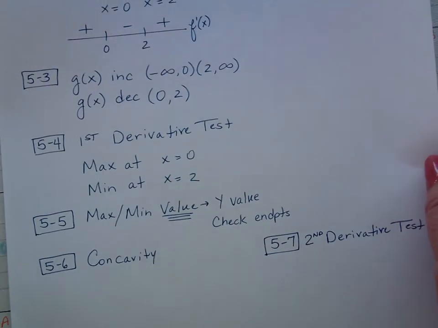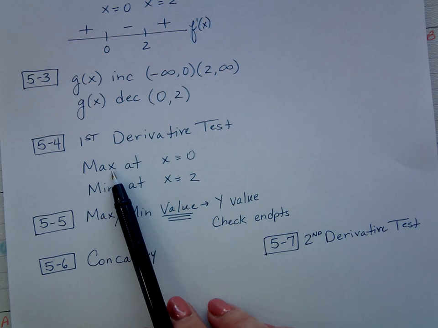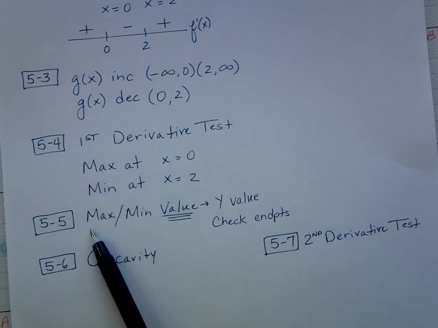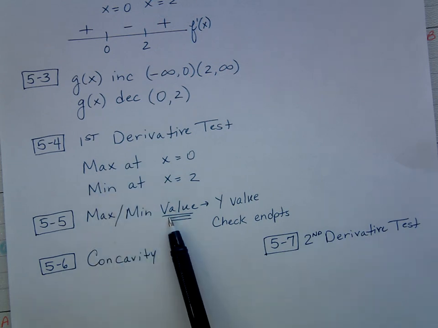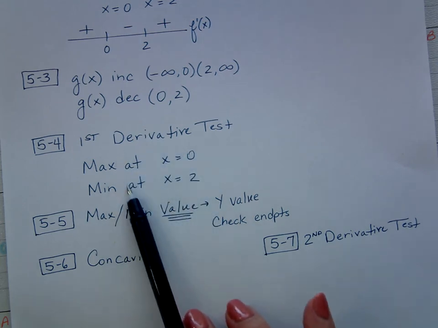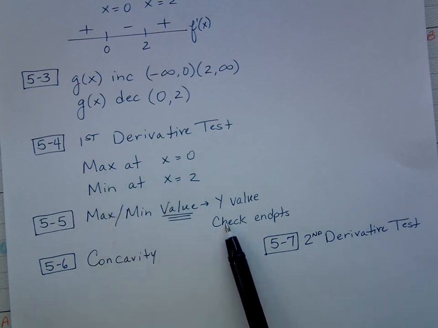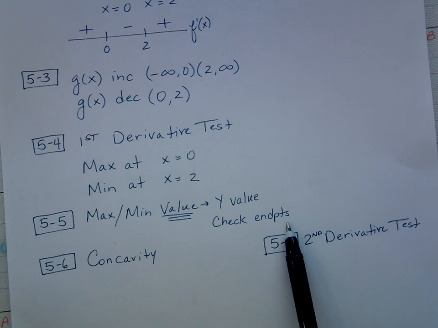Section 5.5 added one more thing on, a maximum or minimum value, which is different than the actual maximum or minimum locations within your graph. This is the highest y value or the lowest y value. You have to find your critical points where you have maximums and minimums, but then they also give you endpoints, a bounded region that you're looking at. Because of that, you need to check the endpoints too to see if maybe the endpoints might be your maximum y value or minimum y value.